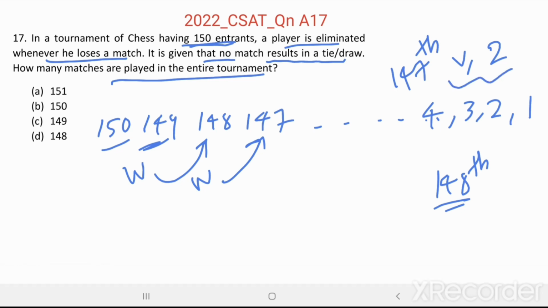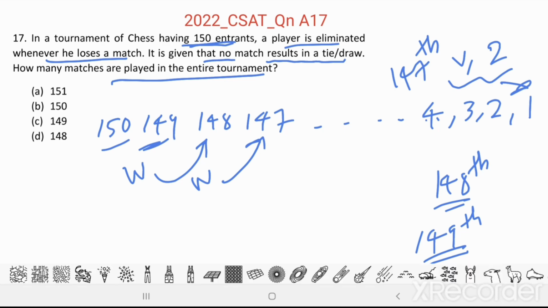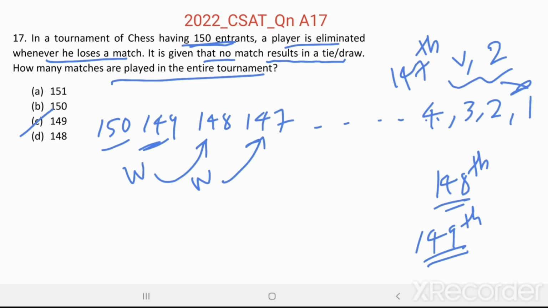So this winner will play with the first seed in the 149th match. So in the 149th match, 149 people will get eliminated. The last one will be the champion in the tournament. So total matches played in the entire tournament equal 149. Option C is the right answer.